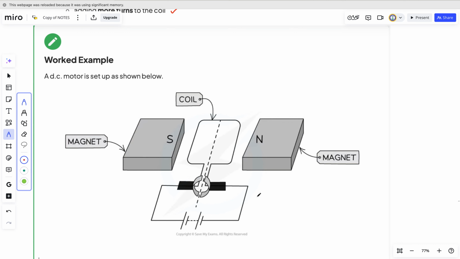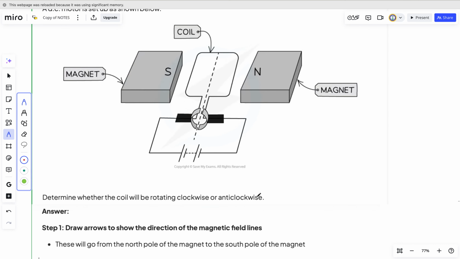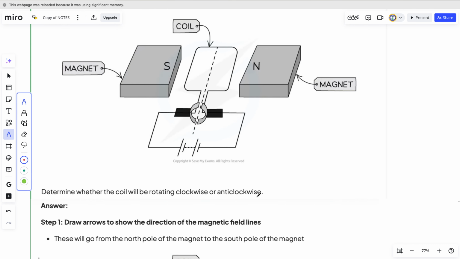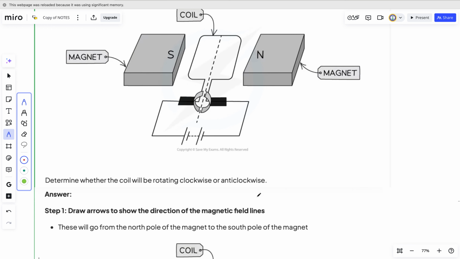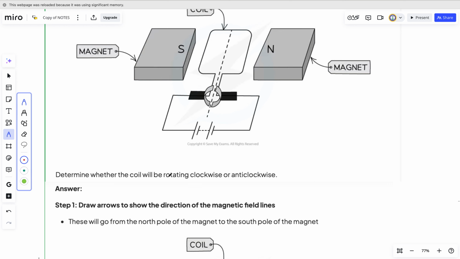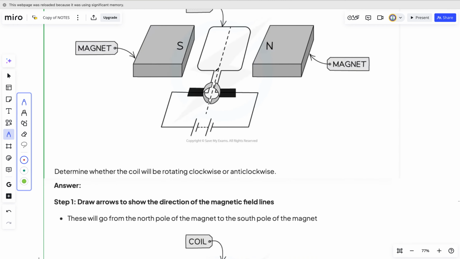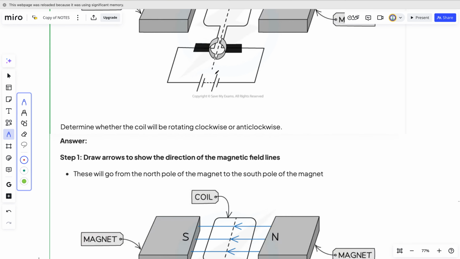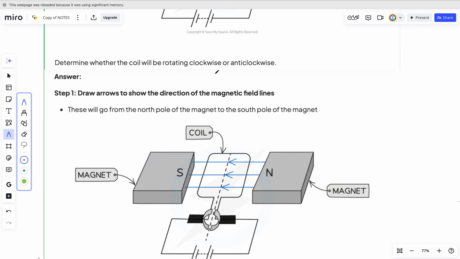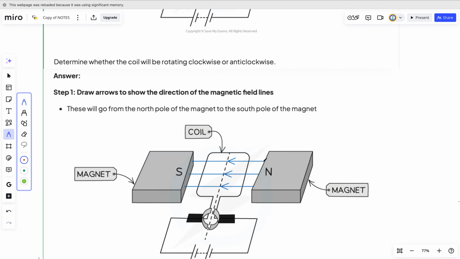Now let's take a look at what the question wants from us first. It says determine whether the coil will be rotating clockwise or anti-clockwise. This could be an exam question, whether it will rotate clockwise or anti-clockwise. First of all, where will the direction of the magnetic field be? The magnetic field will be from right to left. Why? Because we put the north pole here and we put the south pole here. That's the first thing you see.